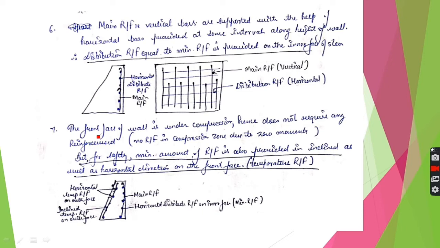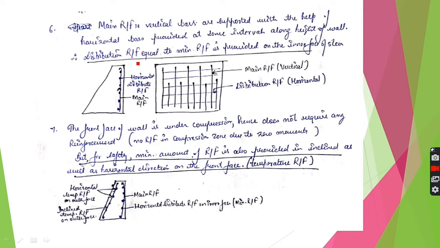Now we have calculated the main reinforcement, that is the vertical bars. These vertical bars need to be supported, as the retaining wall height can be up to 4 meter, 5 meter, 6 meter. Therefore, if vertical reinforcement bars are not supported with the help of some ties or lateral reinforcement, they may fail or they may buckle. So distribution reinforcement, which is the horizontal reinforcement, is provided across the height of the retaining wall stem like this, so that the vertical bars remain in position.